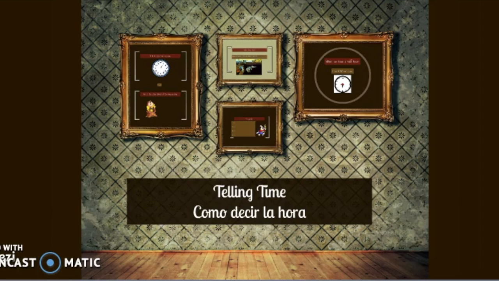Please make sure that you've printed out the structured note packet from the Weebly website. Once you have your note packet, we can begin.